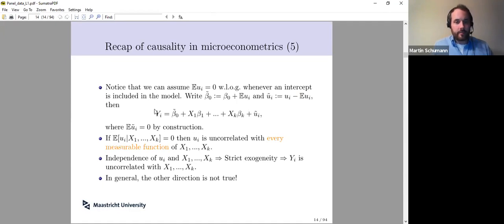Okay, finally, some remarks. When we say that u is mean independent of the x's, that does not only mean that u is uncorrelated with x1 to xk, it also means that u is uncorrelated with every measurable function of the x's. Yeah, so for instance, u has to be uncorrelated with the square of x1 or the cube of xk. Independence of u and the x's is stronger than strict exogeneity, than mean independence. Mean independence is again stronger than orthogonality, so that u is uncorrelated. Sorry, I think this should be a u actually. I will change this. u is uncorrelated with the x's, yeah. And the other direction is in general not true. That's something to keep in mind.